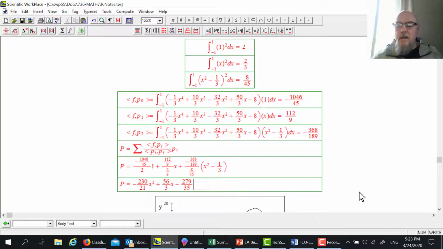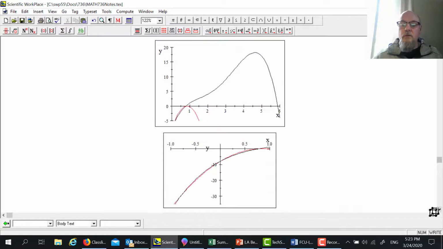Okay, now this is supposed to be a parabola, a second order polynomial that approximates our function. That's what we're supposed to get. But you're not impressed. The red is the parabola we made with Legendre polynomials. The black is our original 4th order, and it doesn't look that great.